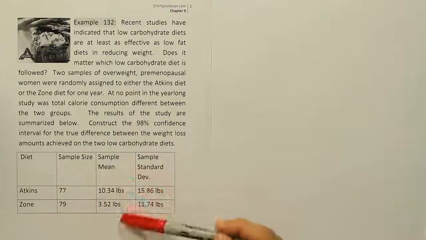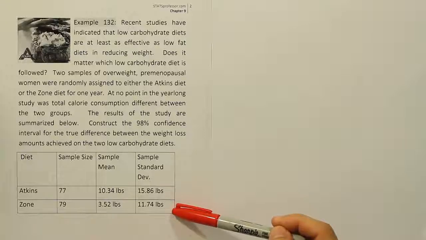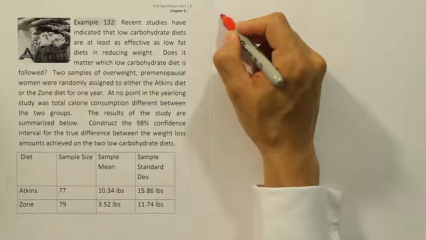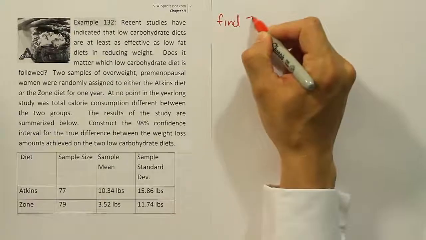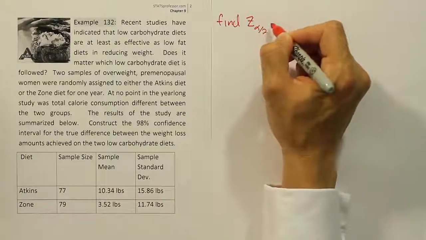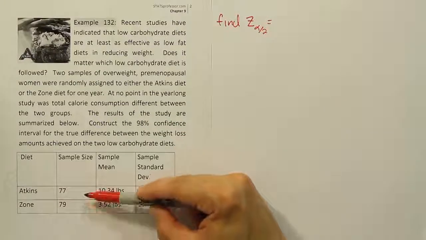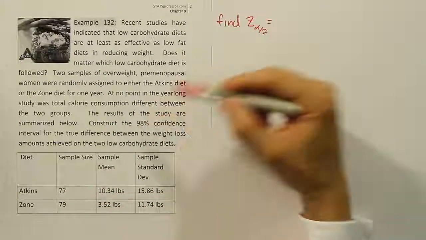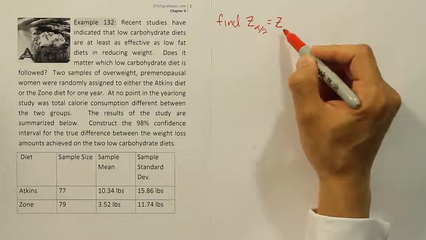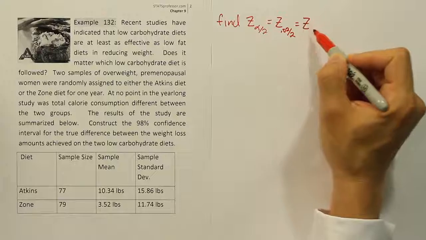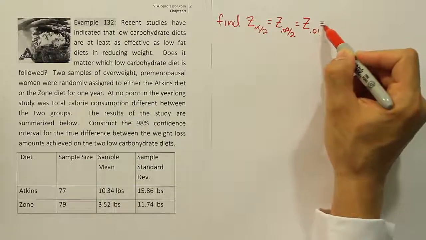We have the sample sizes, the sample means, the sample standard deviation, so we'll just leave that there, and we'll jump right to step 2, which is to find our Z alpha divided by 2 value. And why am I choosing Z alpha divided by 2? Because both of these sample sizes are large. The alpha value is 2%, so it'll be Z.02 divided by 2. So in other words, we're looking for the Z.01 value.